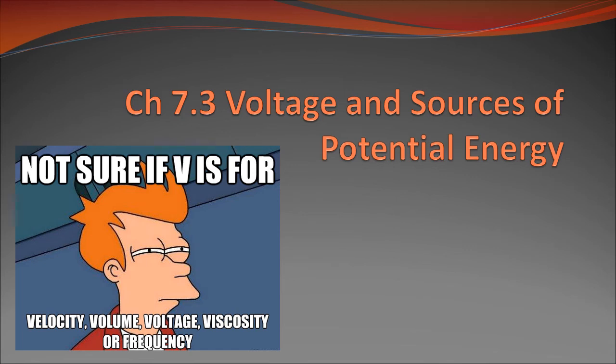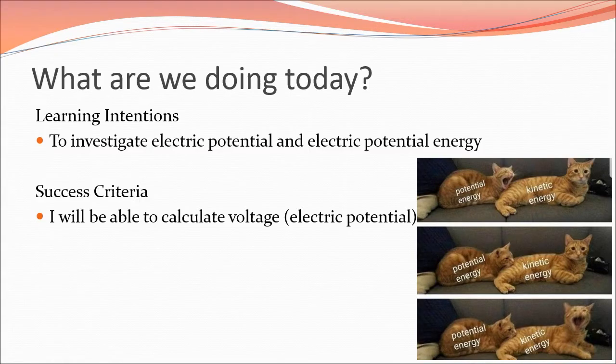All right, guys, chapter 7.3, voltage and sources of potential energy. So in this topic, we're going to be looking at what is voltage in a circuit and what provides the energy that is required for an electric current to flow through a circuit. So we're going to look at electric potential. We're going to look at what is electric potential, and we're going to look at what is electric potential energy. So those are two different terms.